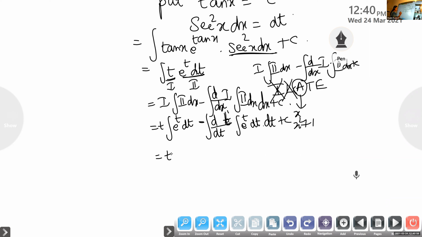So t into, what is the integral of e raised to x? Yes, e raised to x. So it is e raised to t minus the integral of, what is the derivative of t? What is the derivative of x? Yes, Shubham, the derivative of x is?